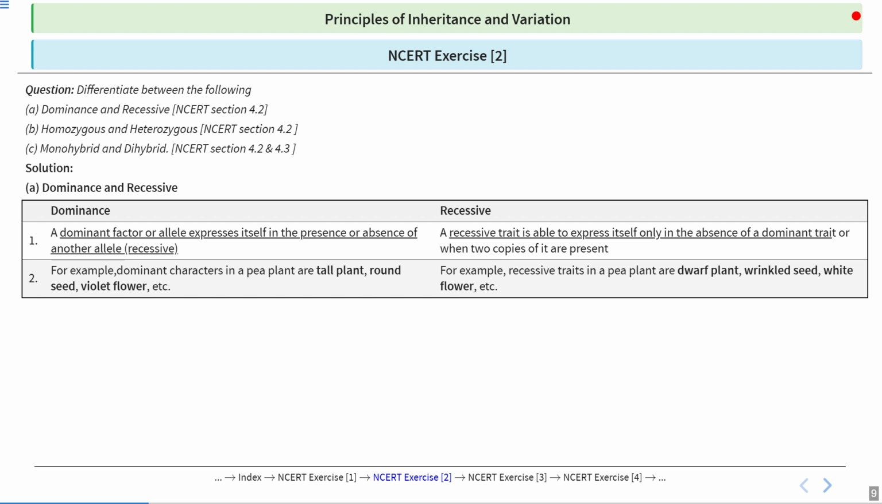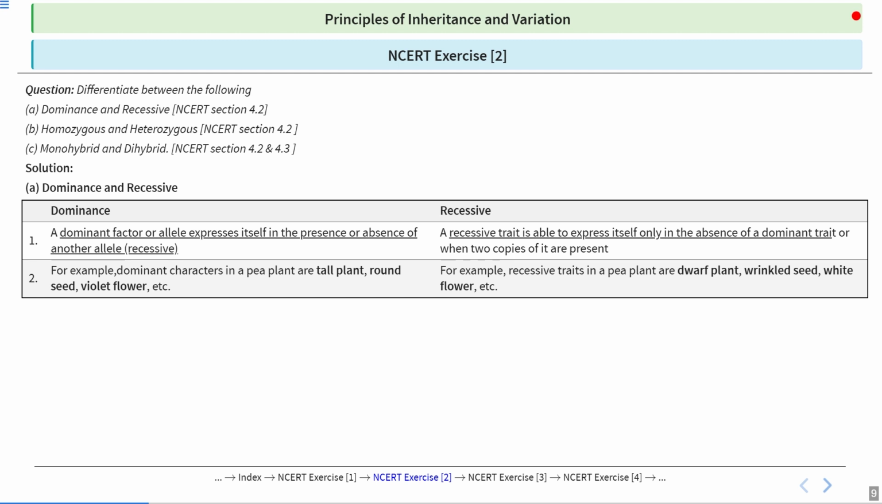And let's talk about recessive. A recessive trait is able to express itself only in the absence of a dominant trait or when two copies of it are present. So recessive traits are only expressed when the dominant allele is absent, and only when two copies of that recessive allele are present. So recessive traits are only observed in homozygous condition.